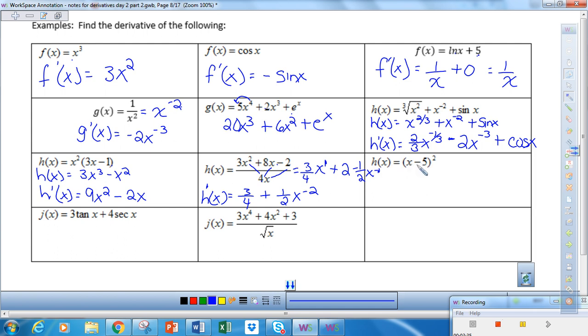Okay, again, for this one, we're going to have to multiply this out or use chain rule, which we don't know yet. We're going to learn chain rule in a couple of videos, and you're going to like the chain rule. It's one of my favorites.